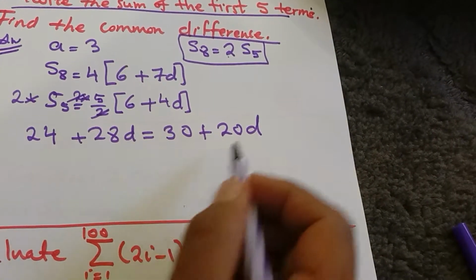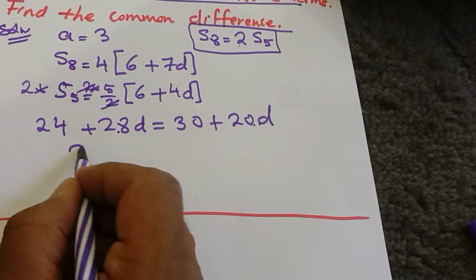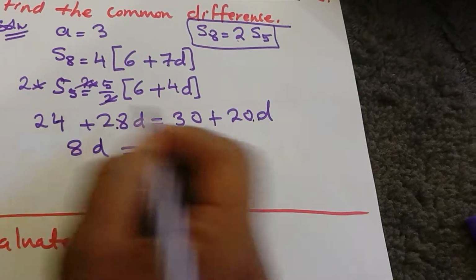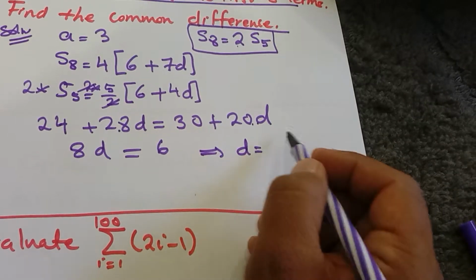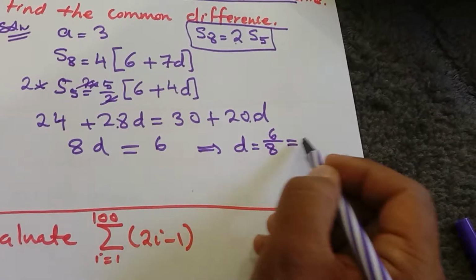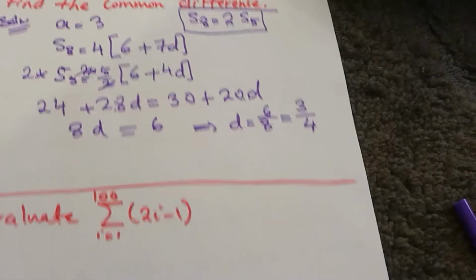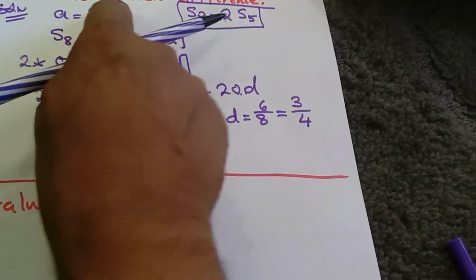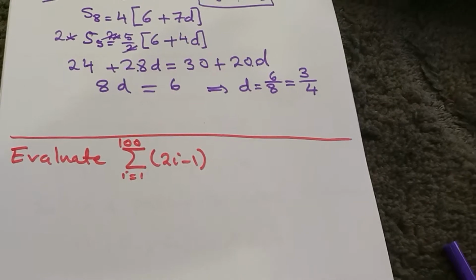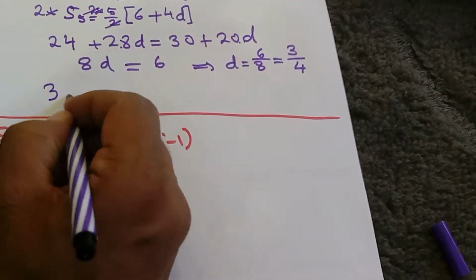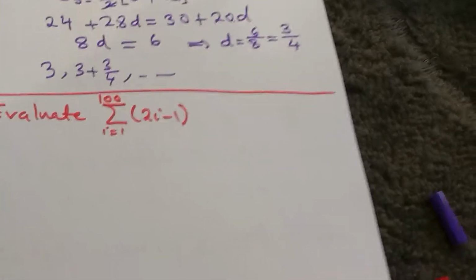Now I can move this here, so I'll get 28 minus 20, that's 8d, and here 30 minus 24, which is 6, so my d here is 6 over 8. If I simplify it by dividing by 2, I'll get 3 over 4, that's the d. So the question was to find the common difference, and we found it. Now you have the first term a as 3. You can just add 3 plus 3 over 4 and continue this way to generate the whole sequence.